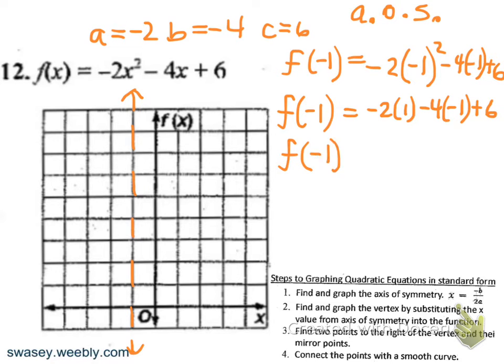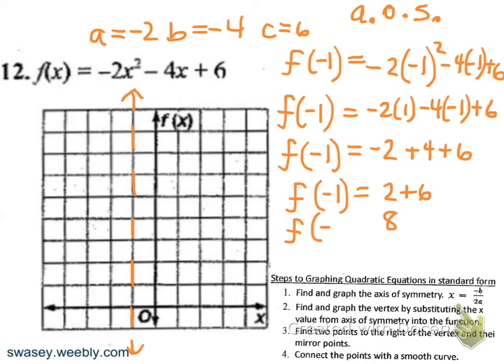On the left side, we're just going to keep it as f of negative 1. We're finding the function value at negative 1, the y value at negative 1. Negative 2 times 1 is negative 2. We're multiplying now. Negative 4 times negative 1 gives us positive 4. And now add and subtract from left to right. Negative 2 plus 4 is 2. 2 plus 6 is 8. So we have a point at negative 1, 8.